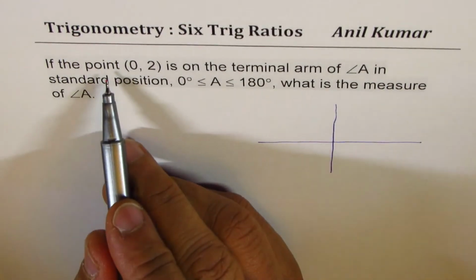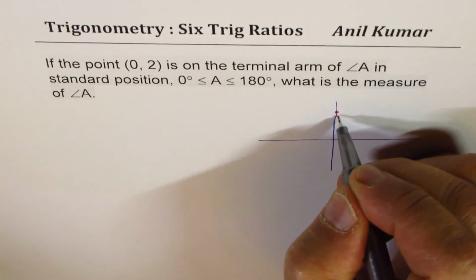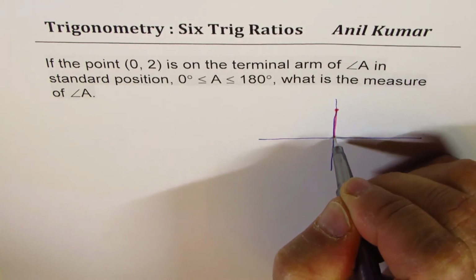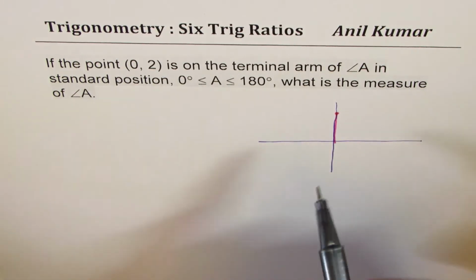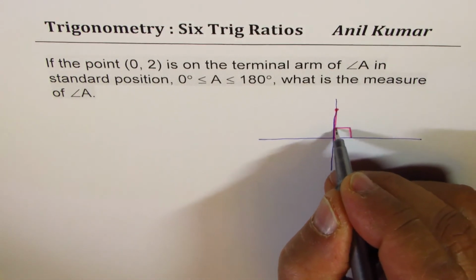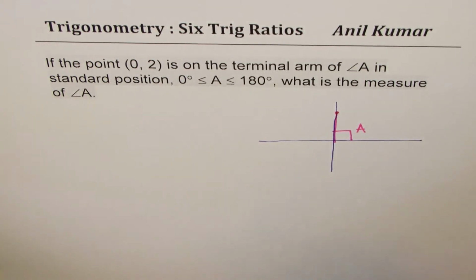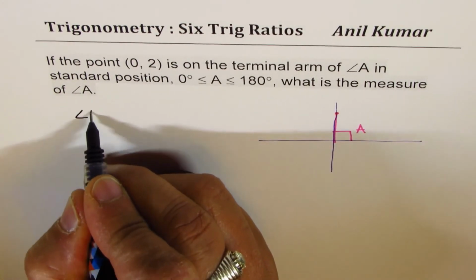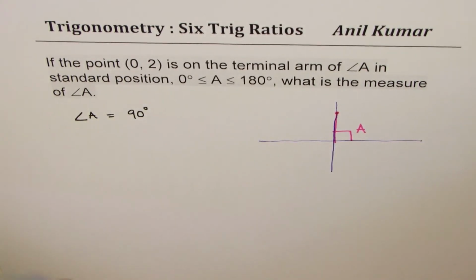So let us plot the point 0, 2. 0, 2 really means the point is right there, right? So that becomes the terminal arm. Now it says, what is the measure of angle A? Well, that is the measure of angle A, right? This is the measure of angle A, which is 90 degrees. So the answer is angle A is equal to 90 degrees, right? So that's kind of straightforward.